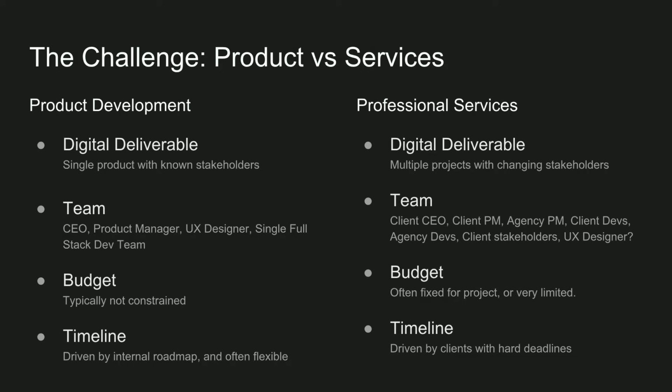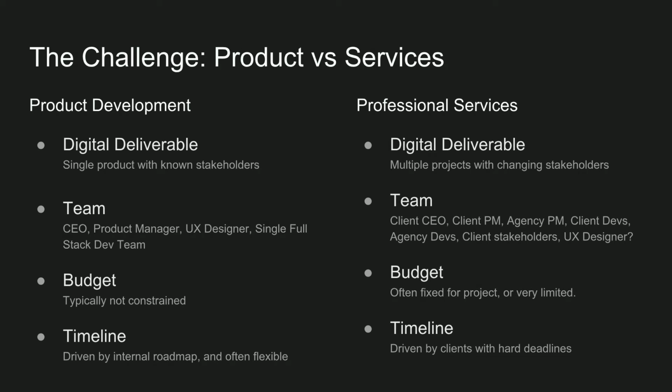So it's more control. In an agency or in a professional services world, you're dealing with multiple clients, each one of which may have multiple projects with you, and the stakeholders are always different. Every client has their own project manager, or developers of their own. Anyways, I'm getting into the team now, but basically that's the difference. So the team: you have a CEO, product manager, UX designer, and probably a single full stack developer.